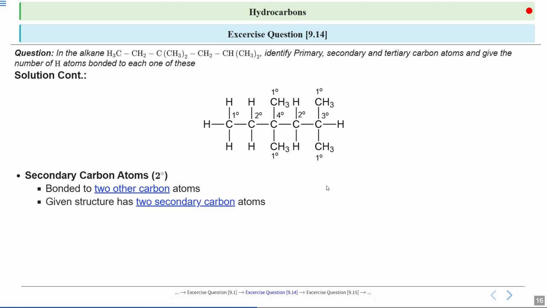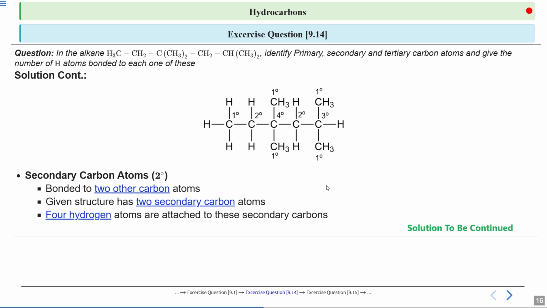So, in this structure, we have 2 secondary carbon atoms. This is important because secondary carbons often play a key role in chemical reactions due to their position in the molecule. These secondary carbon atoms have a total of 4 hydrogen atoms attached to them. This detail is essential for understanding the molecule's saturation and potential reactivity.